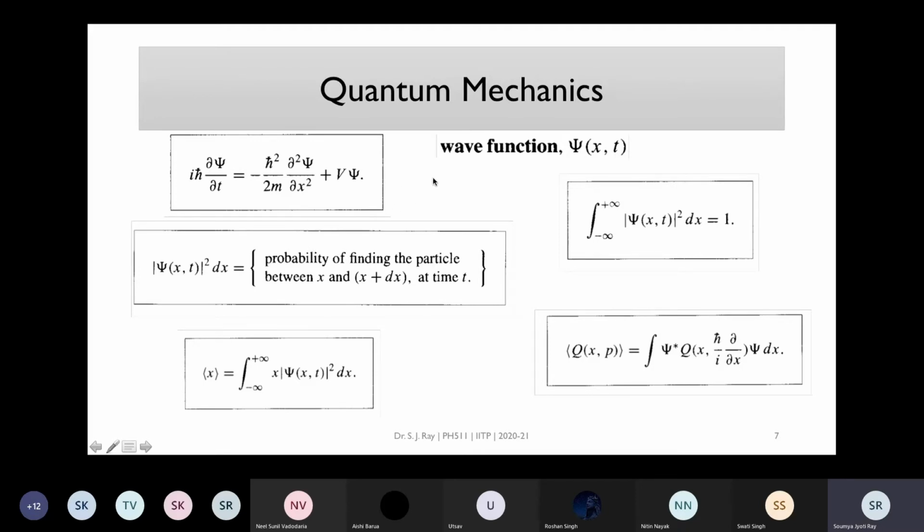Okay. Now there is this quantity which is |ψ|² dx. That tells us about the probability of finding a particle between a certain volume or certain distance at a given time t. And if you normalize it, that will be 1. That means the total probability integrated over this space is 1.